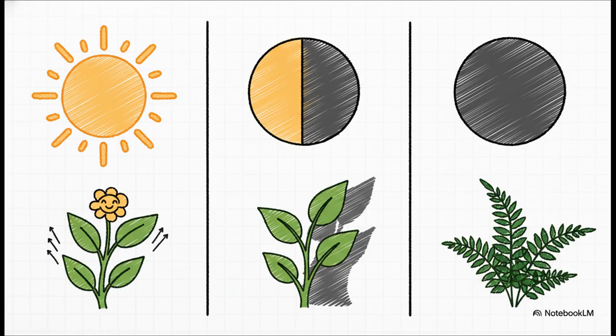A half-shaded sun is for partial shade. It's happy with about 3 to 6 hours. And a totally filled-in circle, that means it wants full shade, less than 3 hours of direct sun. Getting this one right is probably half the battle.